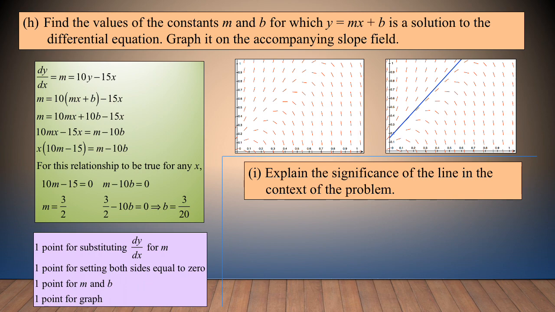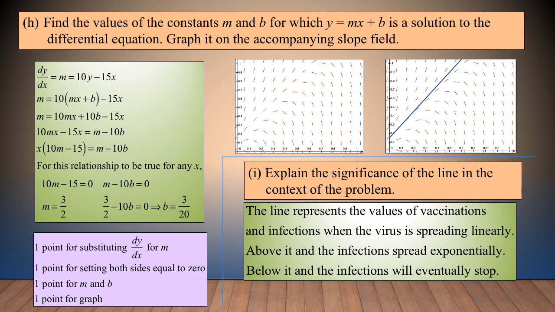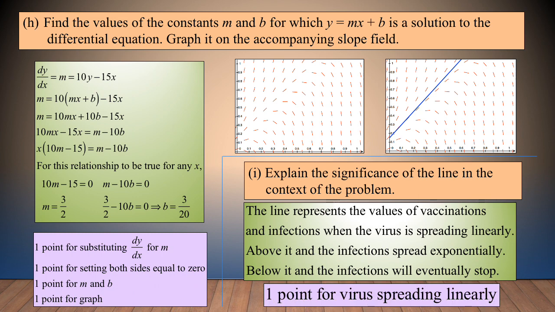Question I reads, explain the significance of the line in the context of the problem. The presence of the slope field helps students to understand the significance of the line. It represents the values of vaccinations and infections when the virus is spreading linearly. If any points are above it, the infections will spread exponentially. Below it, and the infections will eventually stop. Just 1 point for this problem for saying that is when the virus is spreading linearly.